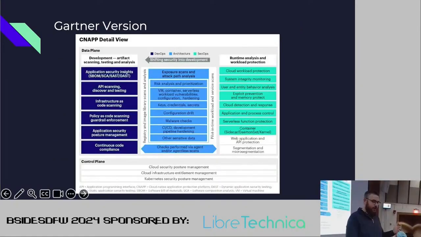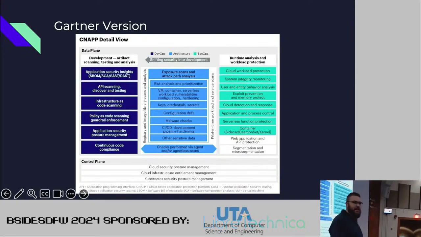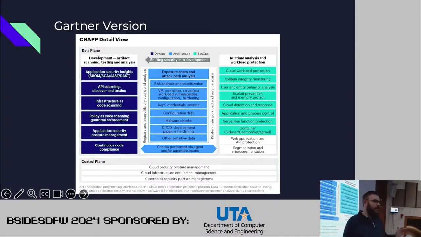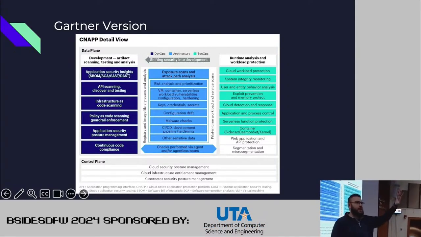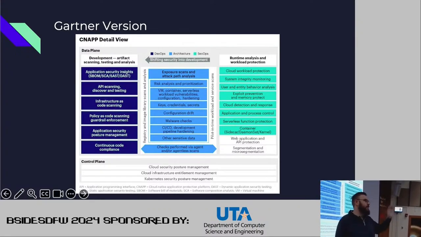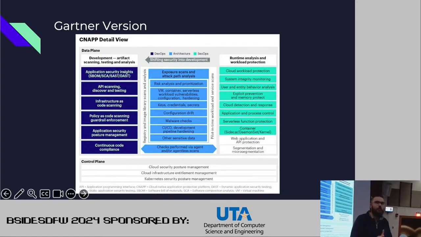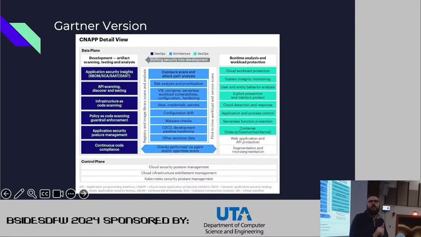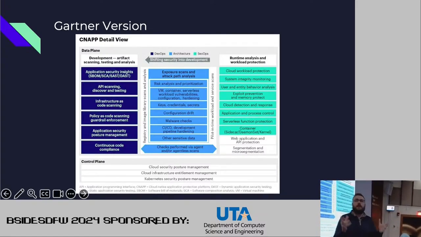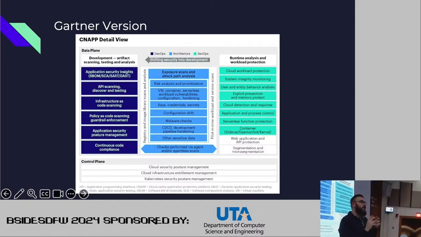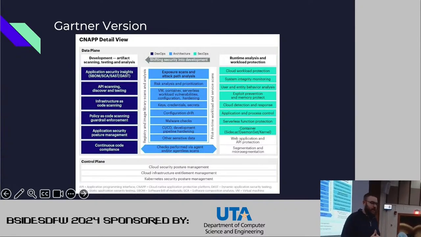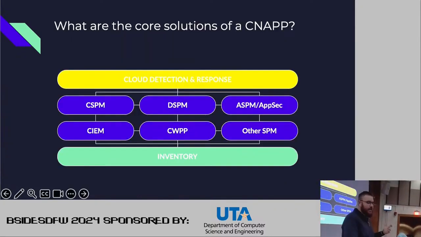Okay, so Gartner has their version. I'm not going to spend too much time on this, just some good info for you. They kind of split it into two, like you have data plane operations and control plane. Within data plane, you're really concerned about code that you're writing and developing, where you're shipping it, your infrastructure as code, your actual runtime. So that's all the data plane. And then control plane is looking at the security of your cloud environment itself, security of your Kubernetes, your identities, and things like that.